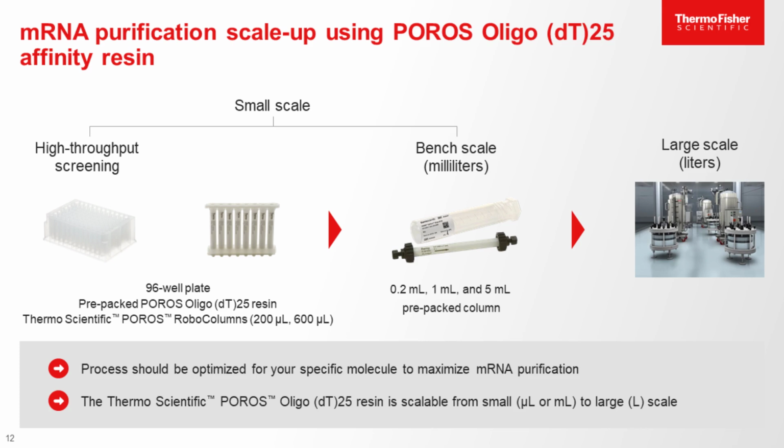One thing that I wanted to point out today is that the oligo-DT resin can easily be scaled from small scale to large scale. Conditions can be optimized in a 96-well plate or the RoboColumns for your specific mRNA construct to maximize mRNA purification. Once the ideal conditions are determined, they can then be verified with our pre-packed columns on the bench scale. These conditions established at the small scale can be applied when scaling up your mRNA purification to the liter scale.